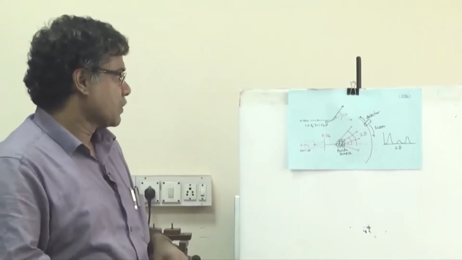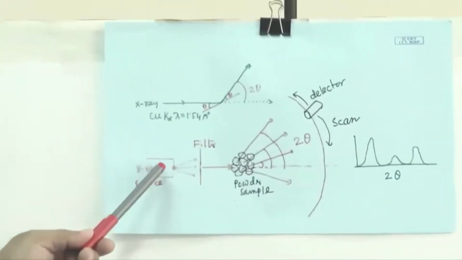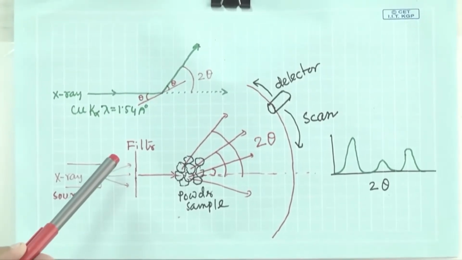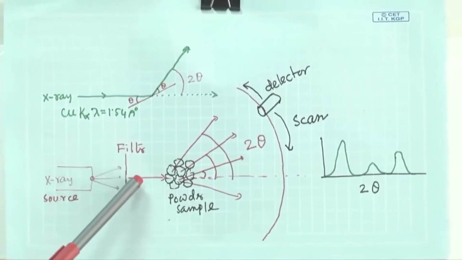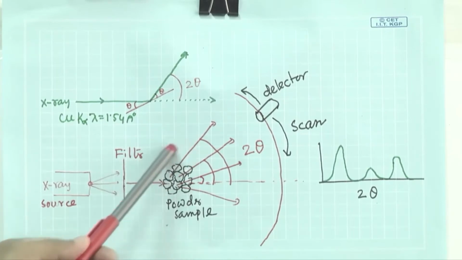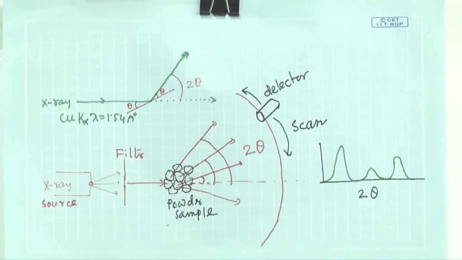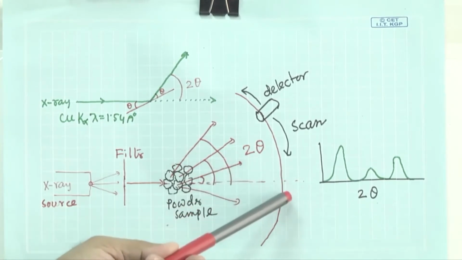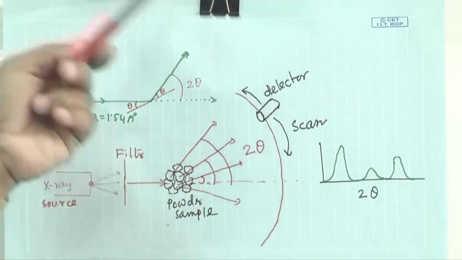So, now for your experiment, what do you need? We need an X-ray source. Now, in the powder method we need X-ray of a particular wavelength. So, we will use a filter. So, after filtering, we will get K alpha, and that K alpha X-ray will fall on the powder sample. Now, it will be diffracted in different angles depending on the different planes. So, now we should have a detector, and that detector should have the option to scan from 0 to 90 degree.